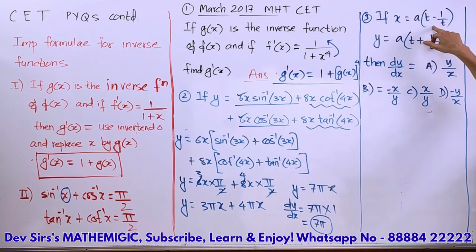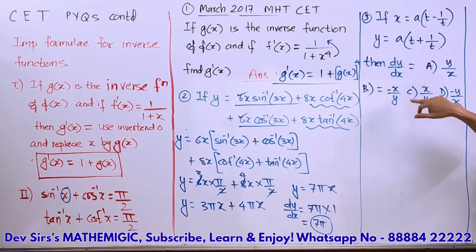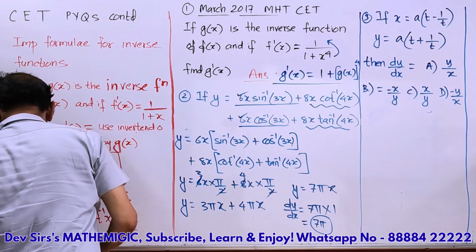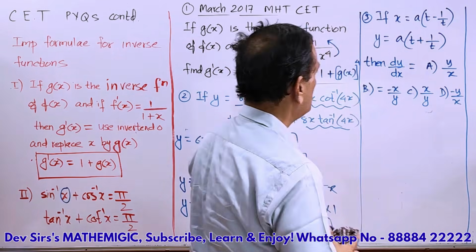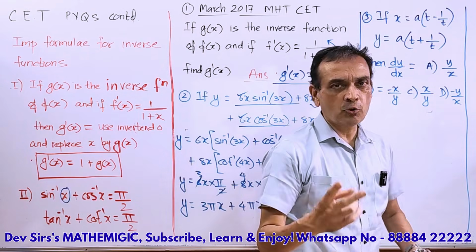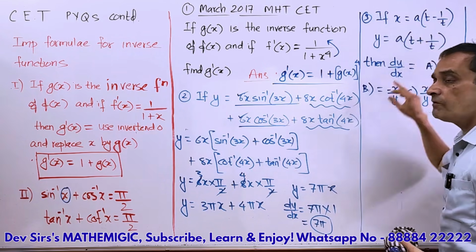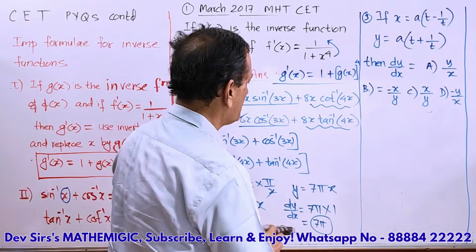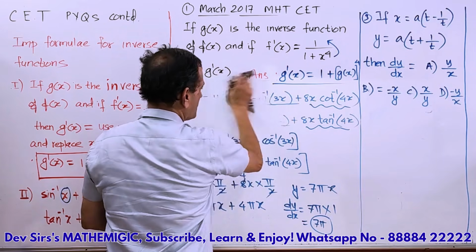X is equal to a into t minus 1 upon t. Y is equal to a into t plus 1 upon t. Then dy by dx is only this much. 4 options are given. Okay. Now this is based on parametric equations. Parametric equations means there are two equations of x and y, and there is one third parameter, third variable, either t or theta. So parametric equations हमेशा दो रहते हैं. We know all that. So let us see how to go about it now.